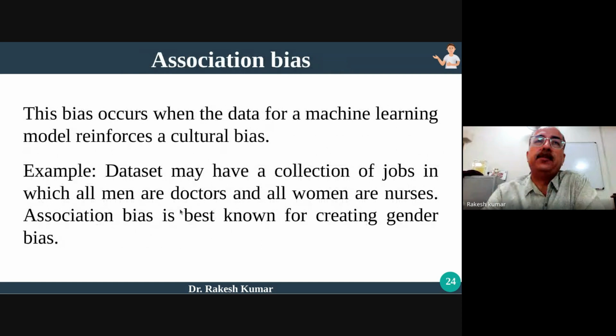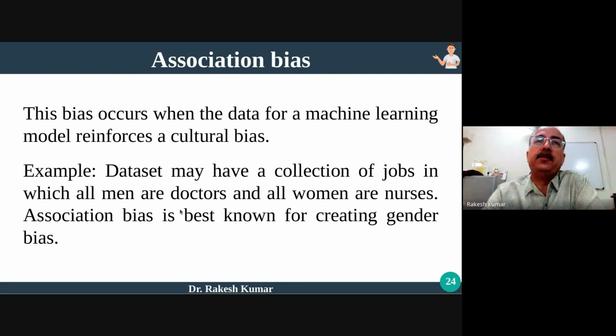Sometimes there can be association bias also. This bias occurs when the data for a machine learning model reinforces a cultural bias. For example, suppose I am providing a data set to a machine. I am saying, okay, this person is a lady, a nurse. Second nurse, a female. Third nurse, a female. Fourth nurse, a female. So what will the system learn? It will learn that for the purpose of recruitment for this job of nurse, one has to be a female. Okay. But actually, this is not an essential condition.